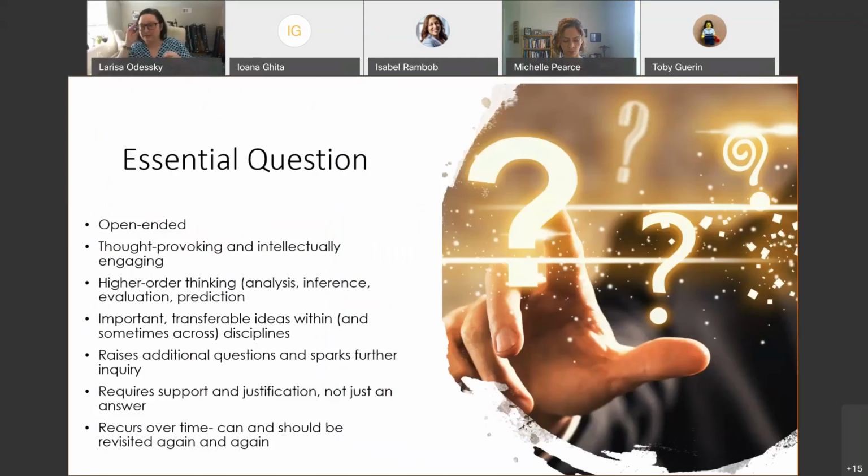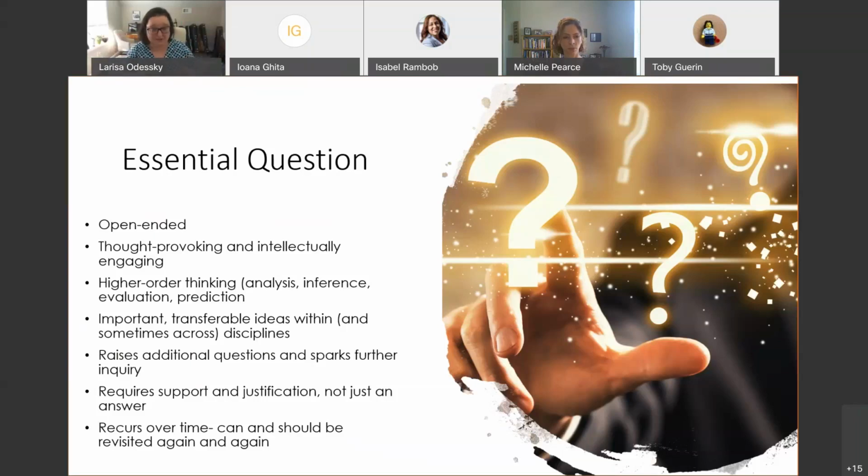And a big question, with all of this, is the essential question. The questions you should be asking should have these types of qualities. It should be open-ended, thought-provoking, higher order thinking: inference, evaluation, prediction, analysis. It may be transferable within or sometimes across disciplines. Leadership questions are great for this, like are leaders in the healthcare field different than leaders in this field, or what qualities are transferable from one field to the next?